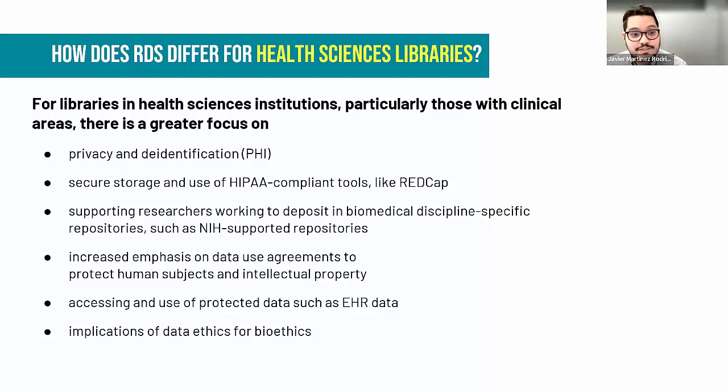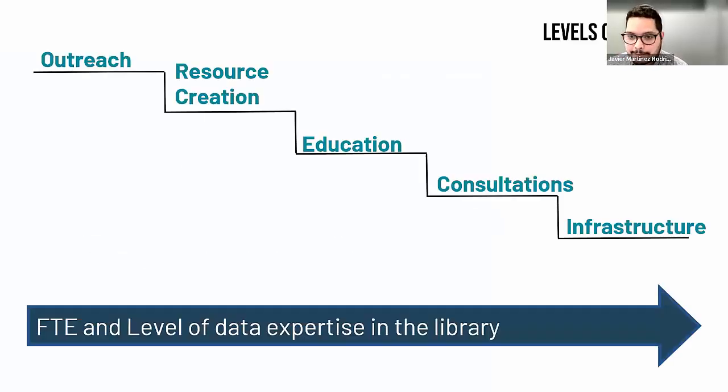So let's look at how these levels are laid out. You can see the levels of services here. Offering data services is not an all or none proposition. There are a range of types of support depending on both how much time can be dedicated to the data work in your library and also how much expertise the people providing the services have. This is an example of how data services can evolve as more staff, effort, and resources are allocated for it.